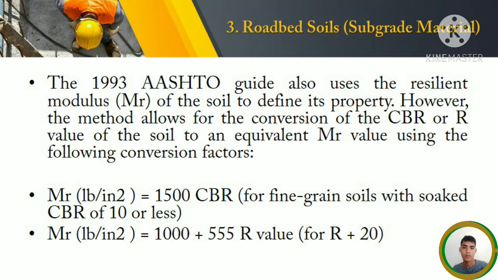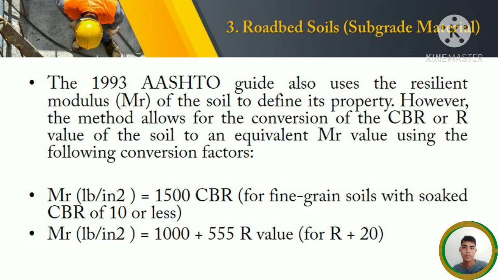The next procedure is the roadbed soils or the subgrade material. The 1993 AASHTO guide also uses the resilient modulus of the soil to define its property. However, the method allows for the conversion of the California bearing ratio or R value of the soil to an equivalent M sub R value using the following conversion factors.